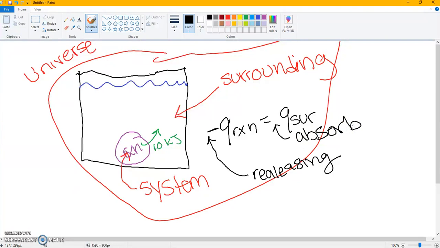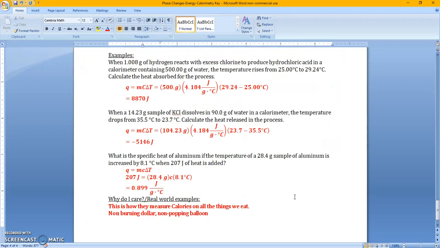Okay? So, when you're looking at this, heat of the reaction is directly related to heat of the surroundings. That's why we can measure the heat of the surrounding area to calculate the heat of the reaction when we can't measure the heat of the reaction specifically. By the way, releasing is not spelled with 2 A's. Sorry about that.